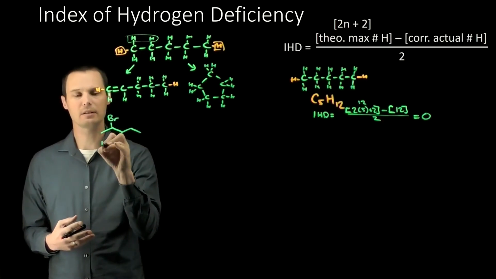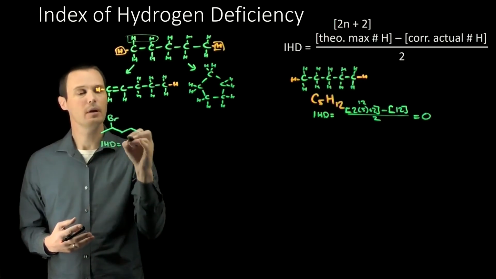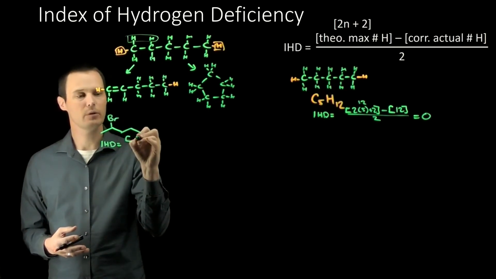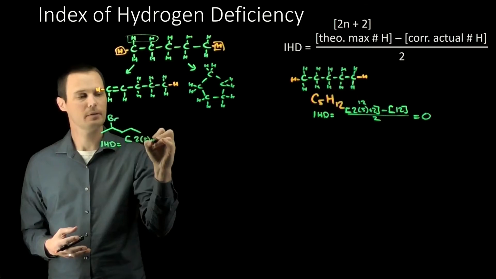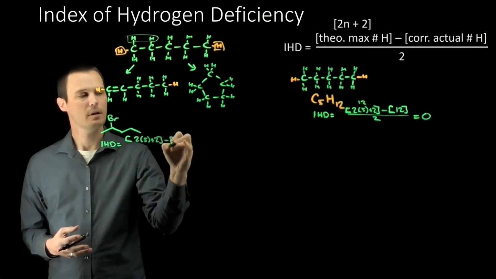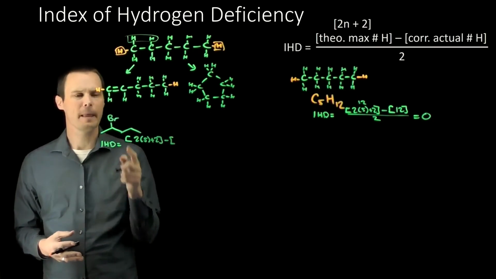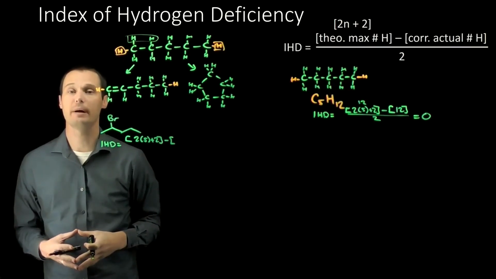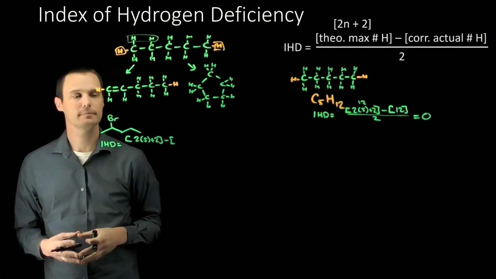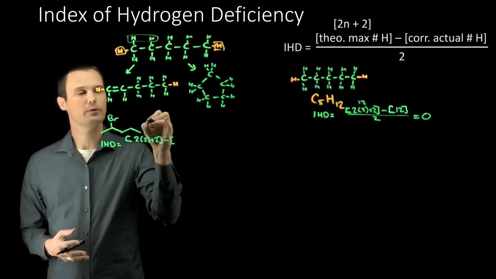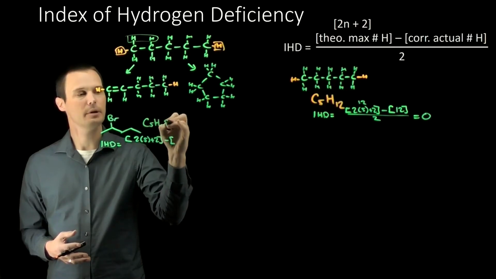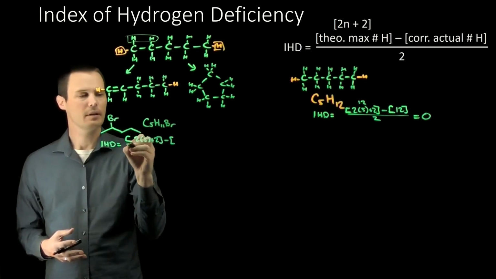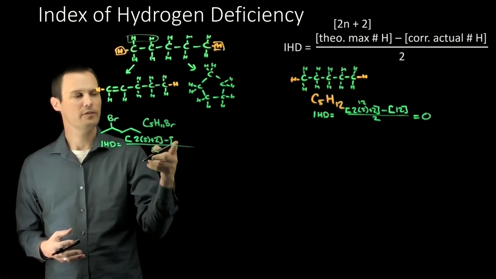If we look at the index of hydrogen deficiency calculation for this molecule, we would say the theoretical maximum number of hydrogens, again, there are 5 carbons, so that would be 2 times 5 plus 2, minus the corrected actual number of hydrogens. How many hydrogens does this molecule actually have? Go ahead and count them for a second. This molecule's molecular formula would be C5H11Br. So this molecule has 11 hydrogens. If I were to put 11 here and then divide by 2, I would get 12 minus 11 is 1, over 2 is 1/2.